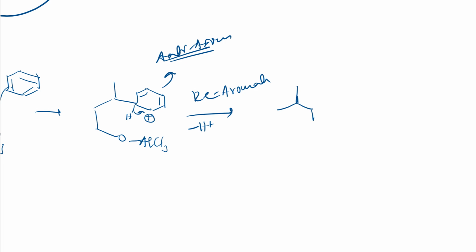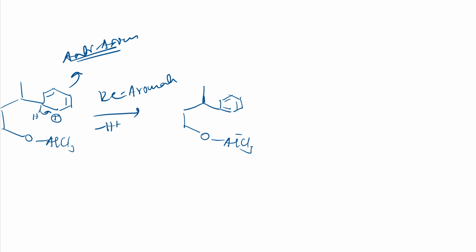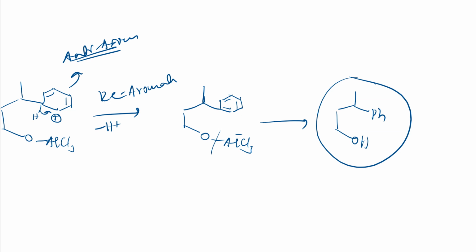Let me write it like this only. It gets its lone pair back and other things as usual: O AlCl3 minus, right? I hope you are getting it. Just this hydrogen is there, so it will break simply here. Instead of writing this benzene ring, I can write Ph for the phenyl group and here OH. So this is the major product in the Friedel-Crafts reaction, right?